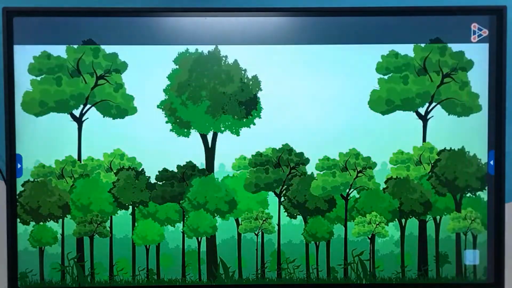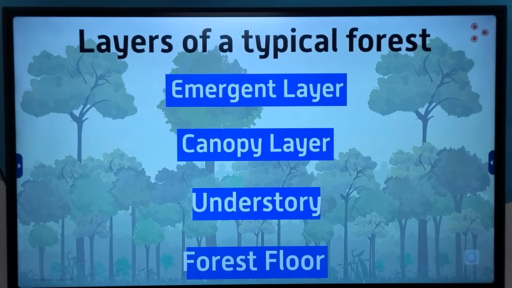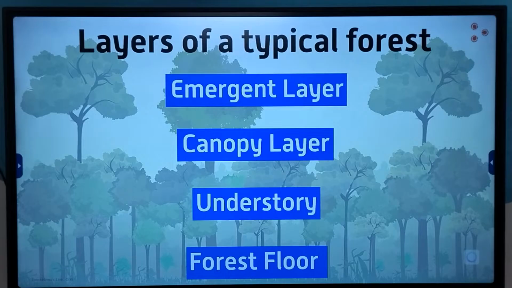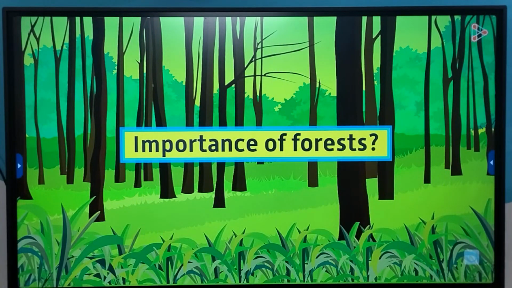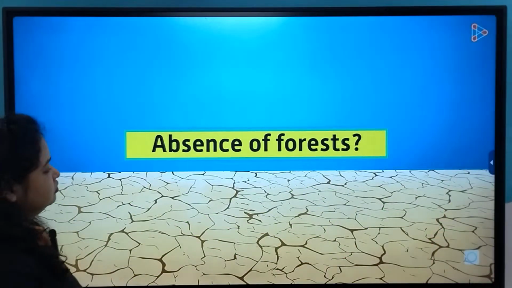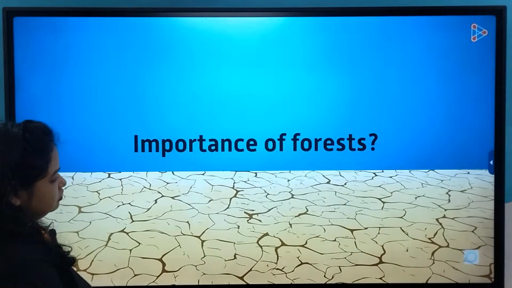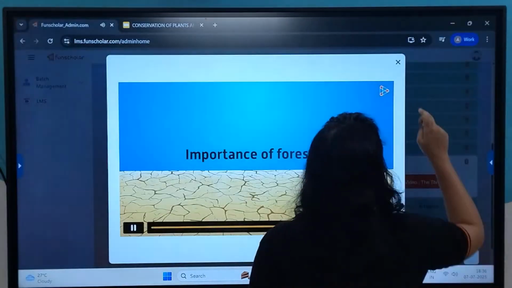This was about the various layers of a typical forest. Each layer has its own significance. But can you tell me what the importance of studying a forest is? What will happen if we do not have forests in nature? Why are forests so important? Let's find out the answers in the next video.